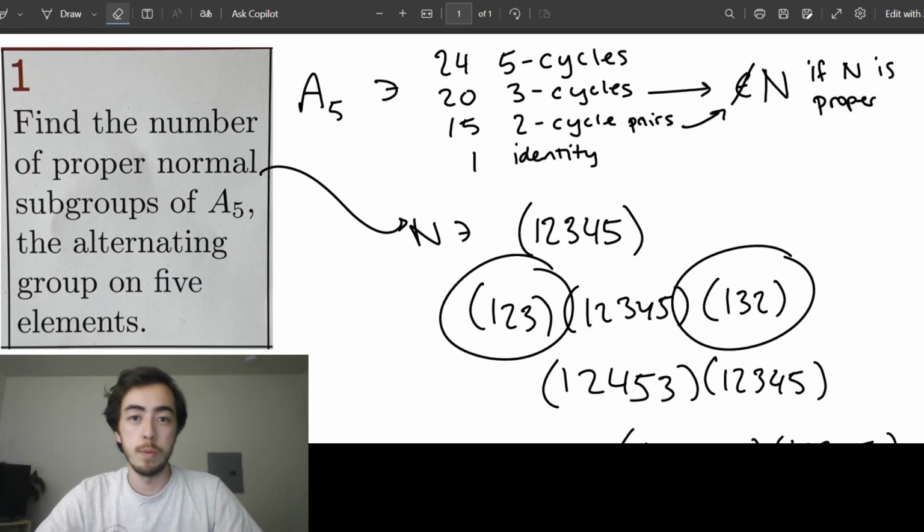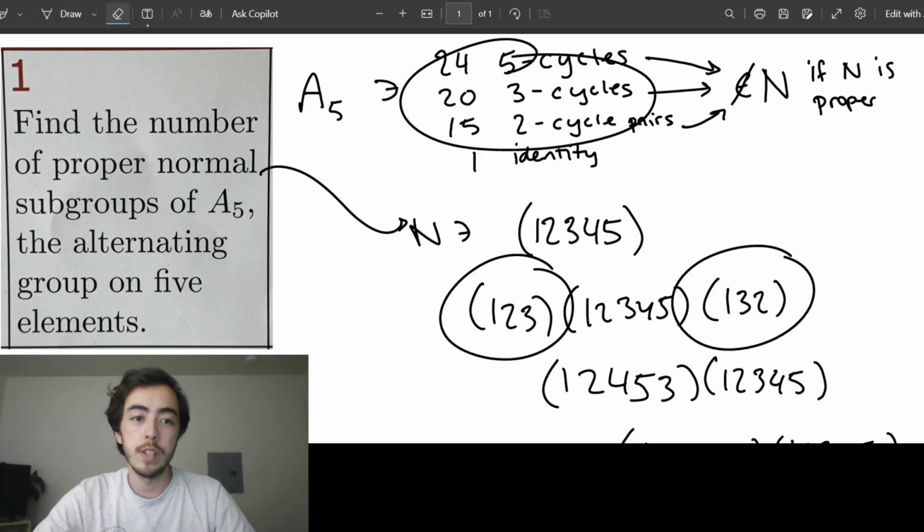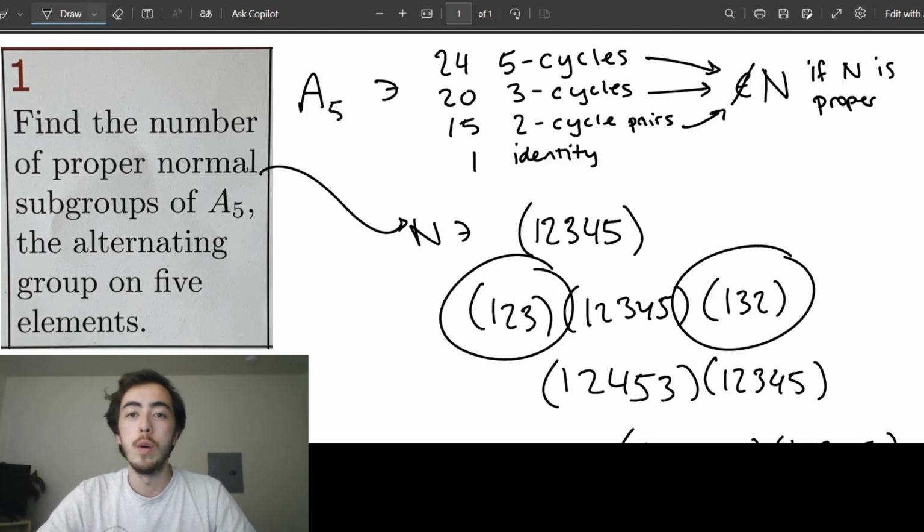So this is where my proof ends. In any of these cases that we grab any of these 5 cycles, 3 cycles, or the pair of 2 cycles, we're always inevitably just going to recreate all of A5 with kind of this G and G inverse rule.